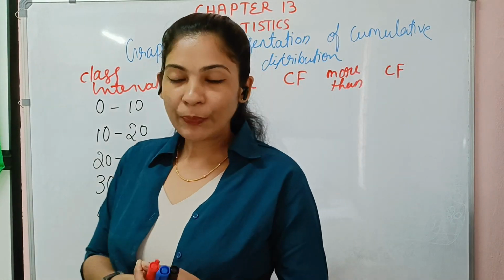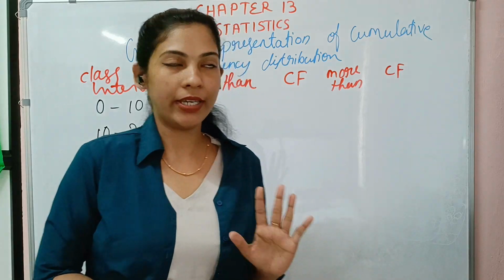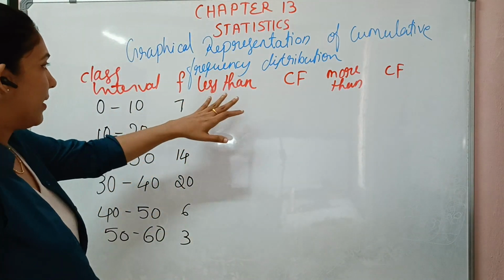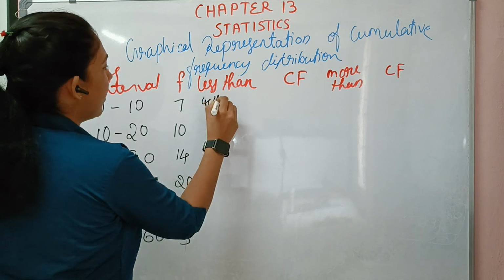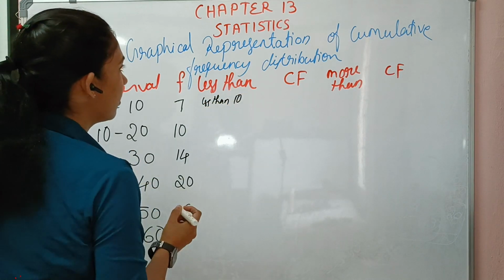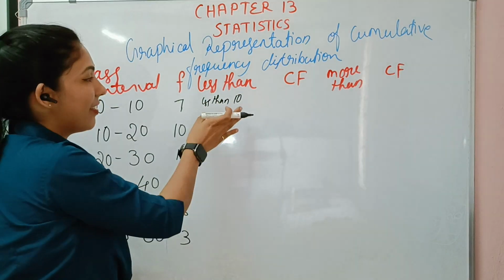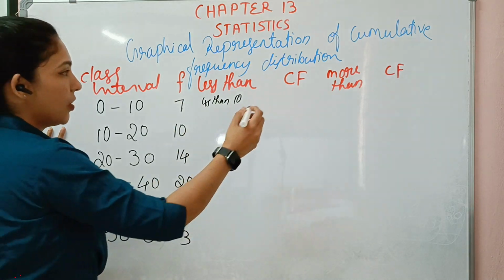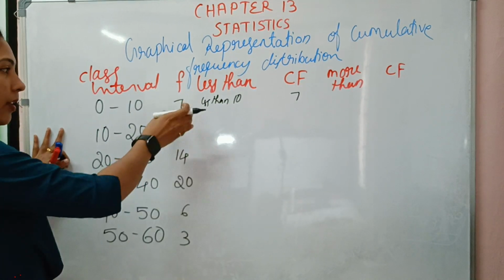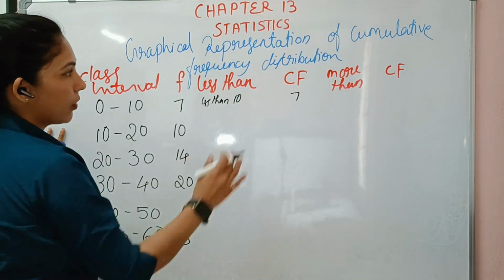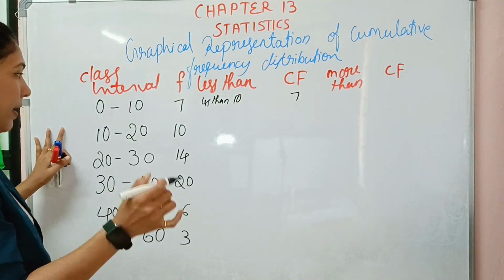So I will just explain it. Listen carefully. So less than. What is less than? Less than 10. If we consider less than 10, then the frequency should be 7, right? Because in between 0 to 10 there is only 7. So cumulative frequency should be considered as 7.